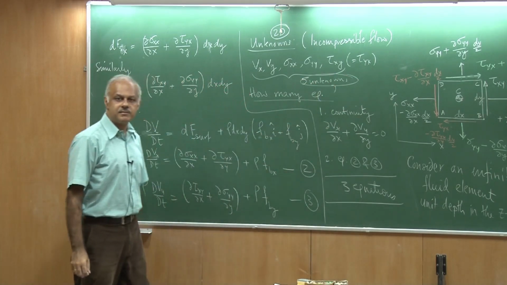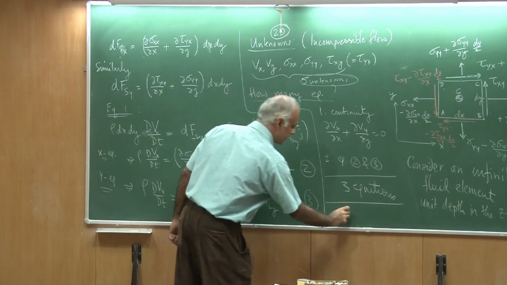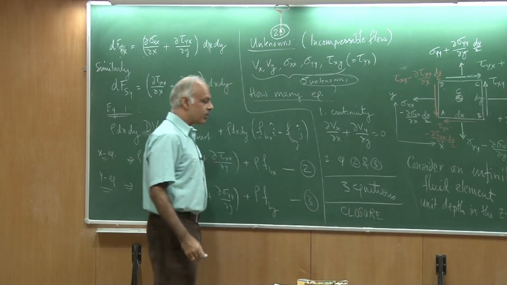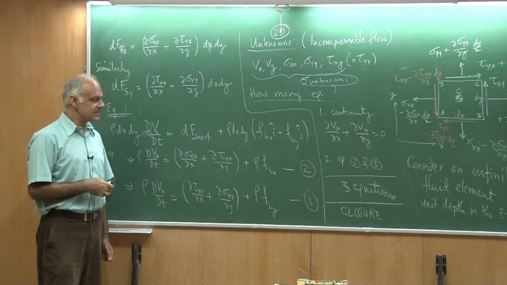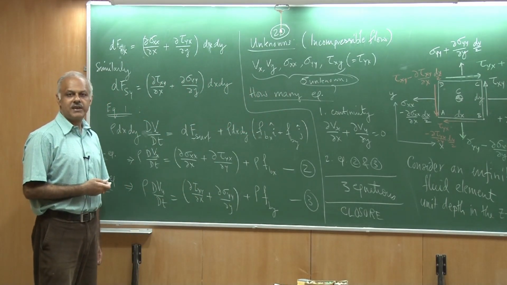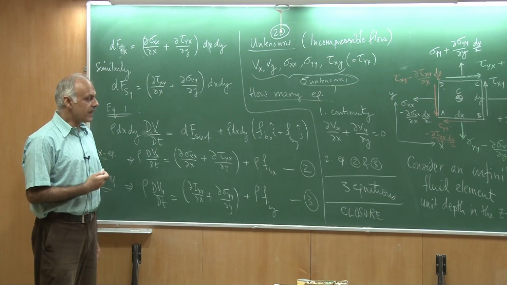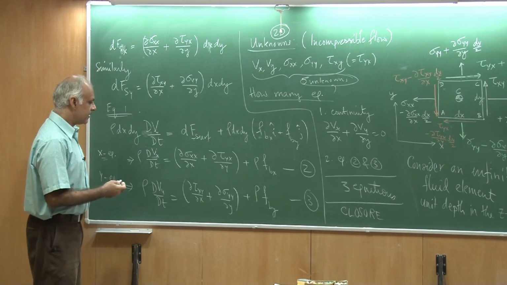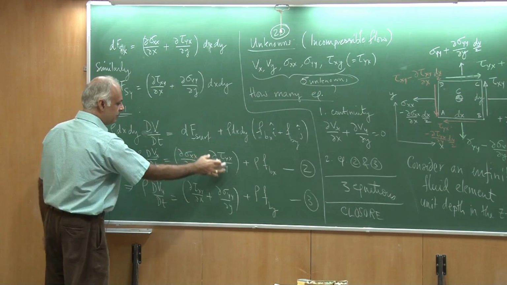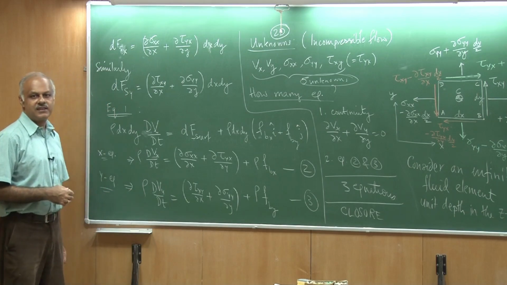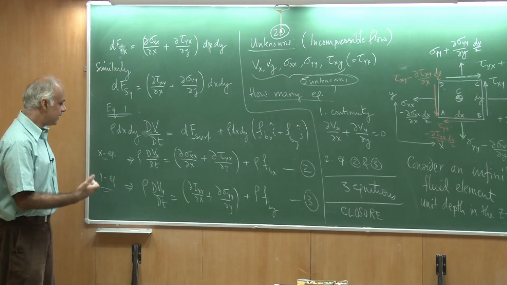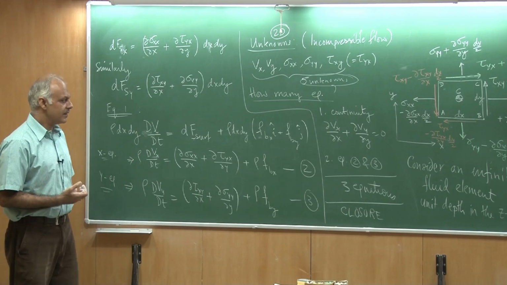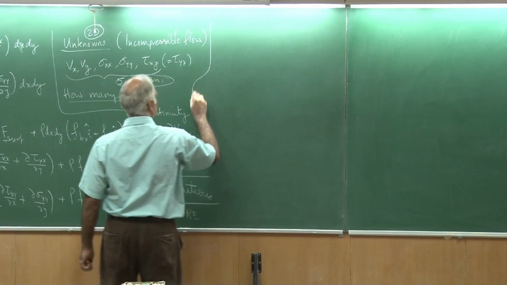Right? There is a problem. So, there is a problem of closure. If I have more unknowns than my number of equations, well, I cannot really complete the analysis. So, what I now need to do is come up with a way, possibly, to see if I can simplify these stress terms and maybe write them in terms of the velocities. Okay? So, let us try to do that.